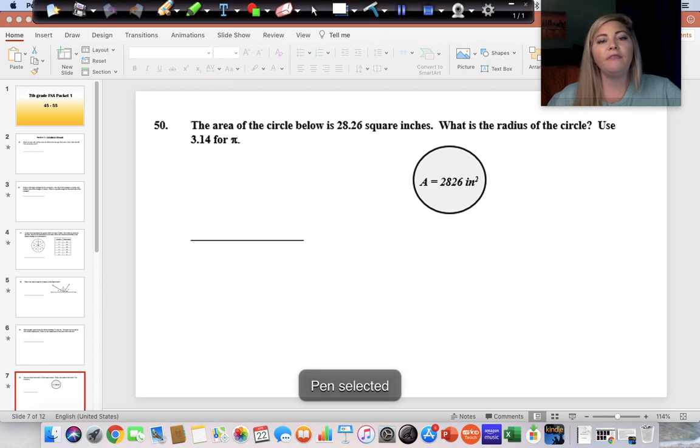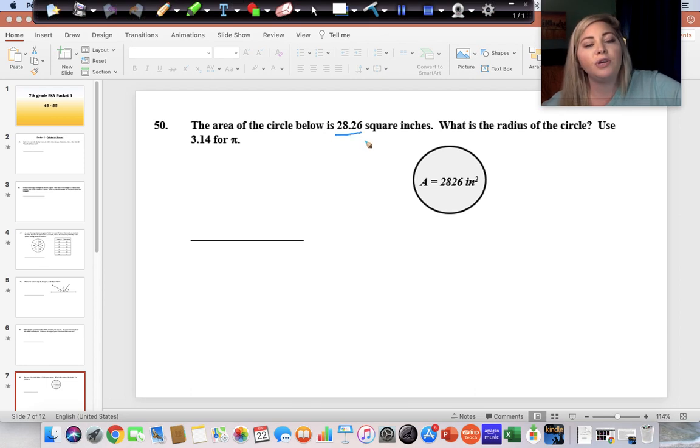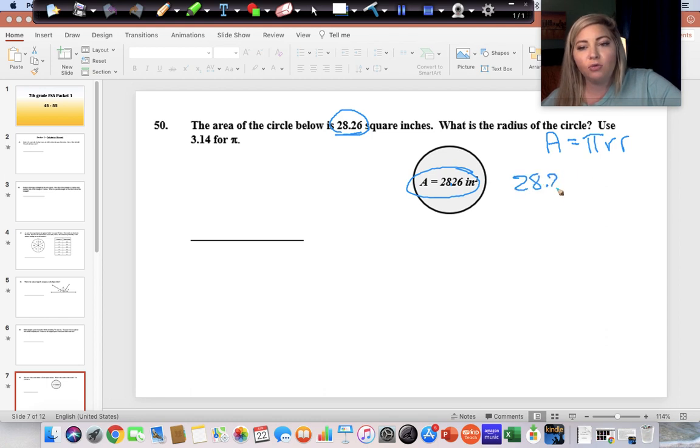Okay, the area of the circle below is 28.26 square inches. What is the radius of the circle? Okay, so let's just remember our formula for area. Area equals pi times the radius squared, or pi times radius times radius. It told us the area here. We're not looking for the area. Also, they left out a decimal here, or it was just too squeezed and you can't see the decimal. Remember, it is not 2,826, but it is 28 and 26 hundredths. So we're going to write 28.26 where our area should go, and then pi times r times r.